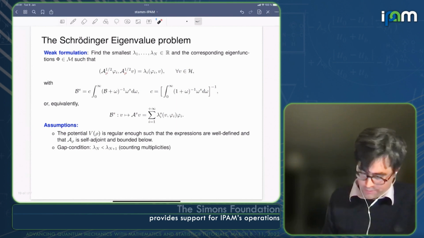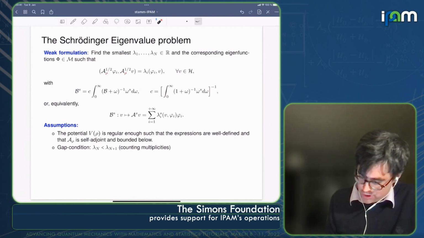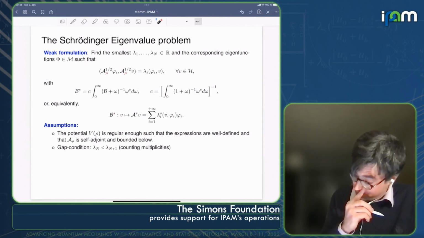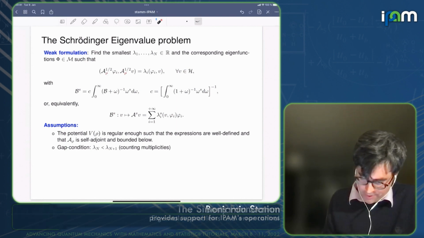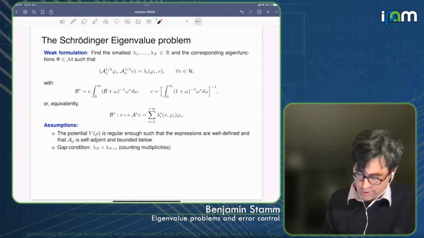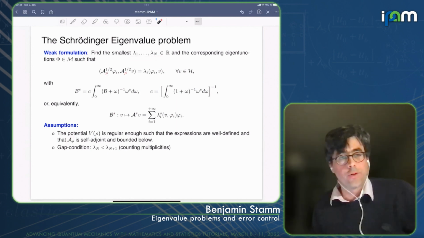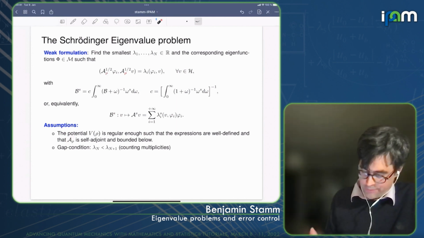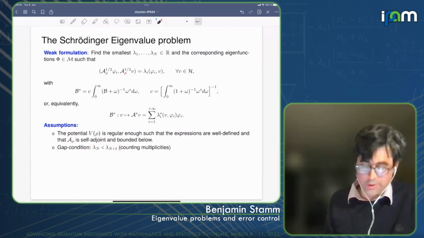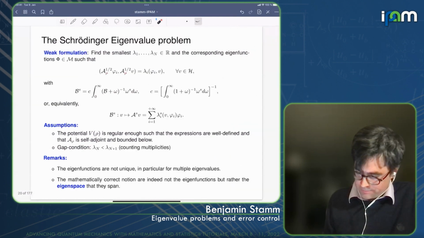Okay, so for all the developments, we assume that the potential is regular enough such that the expressions are well defined and that A_rho is self-adjoint and bounded below. Further, we are interested in the first n eigenvalues. So in order to decide what are the first n eigenvalues, you need a gap condition.